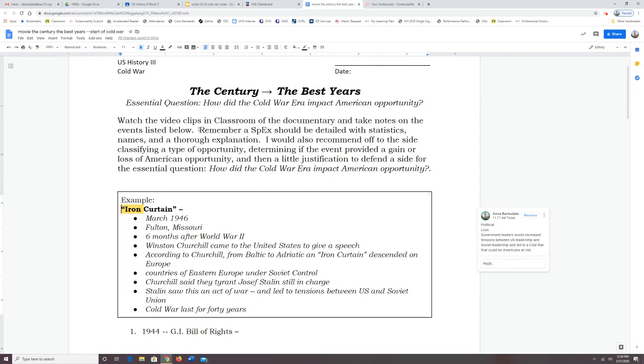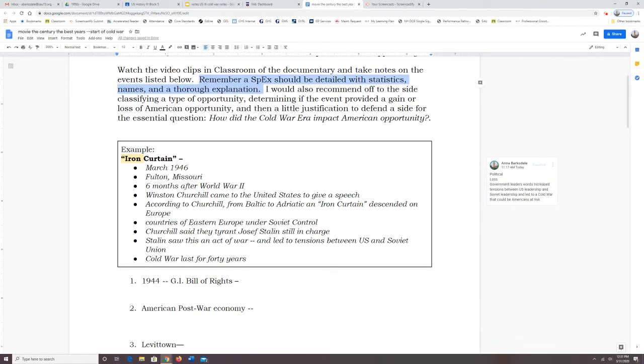So just as a reminder, what I am grading are the specs and the thoroughness of the explanation of the specs. I've given you a model for what I expect to see. Some of them are not going to be this long, but you really need to describe what it is. I cannot stress that enough.